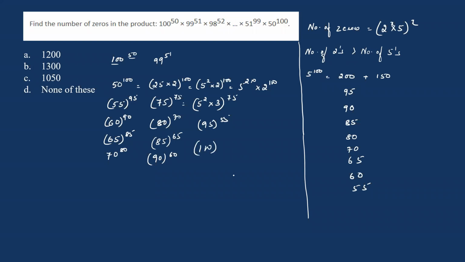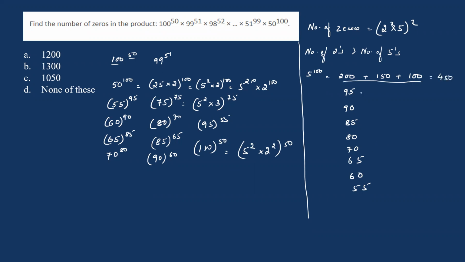100 is again going to be 5 square into 2 square whole to the power 50. Clear? So this will give you another 100 5's. So what is the total number of 5's? 250 plus 150 plus 100. That's 400, and 50 gives you 450.